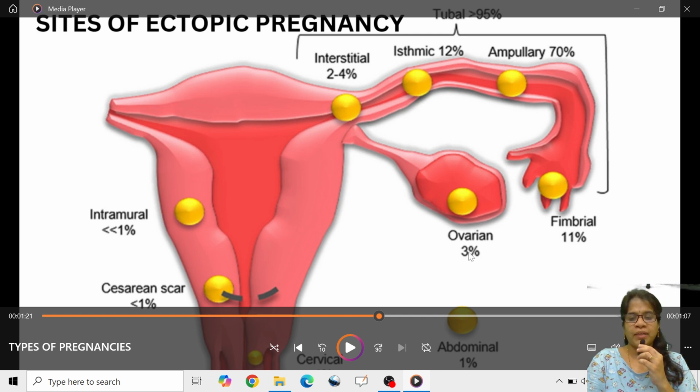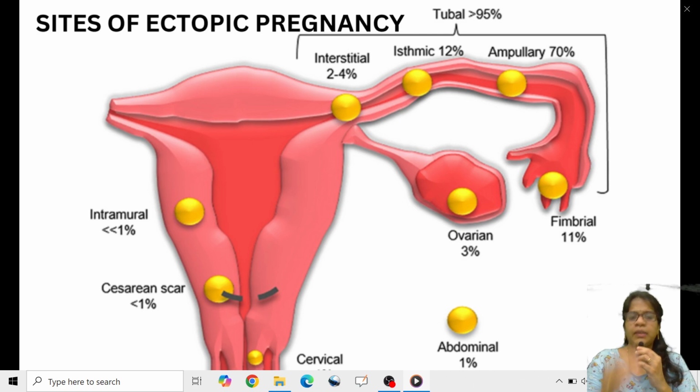For ovarian pregnancy you have 3%. In the infundibulum part you have fimbrial ectopic pregnancy, which is 11%, and you have intramural, which is less than 1%. So these are the sites where an ectopic pregnancy can happen. Okay, hope I am clear with the diagram.